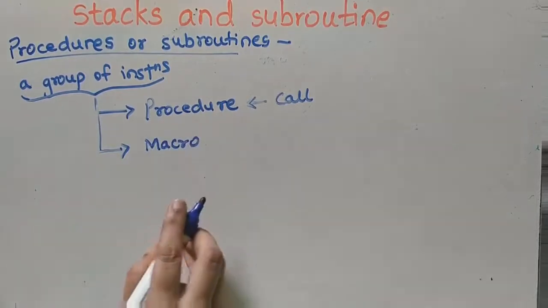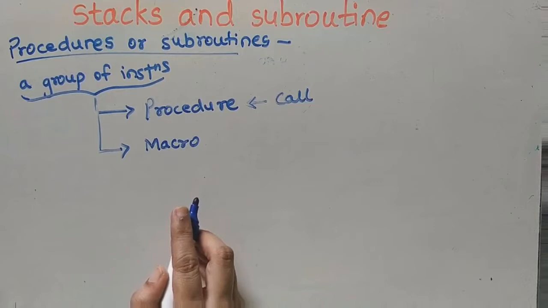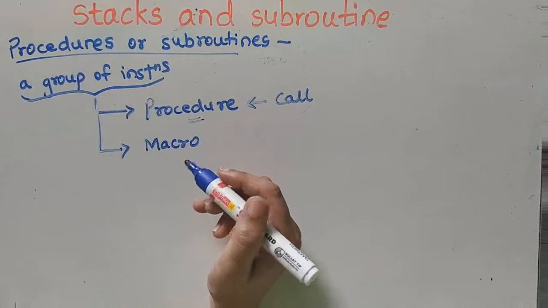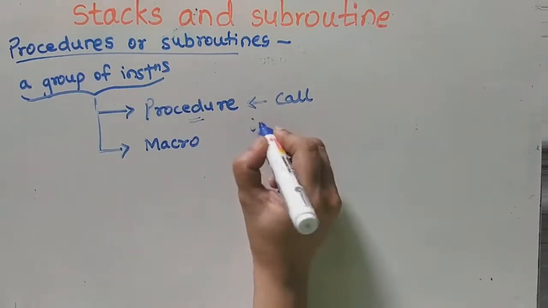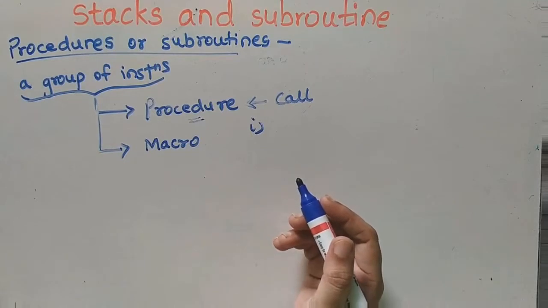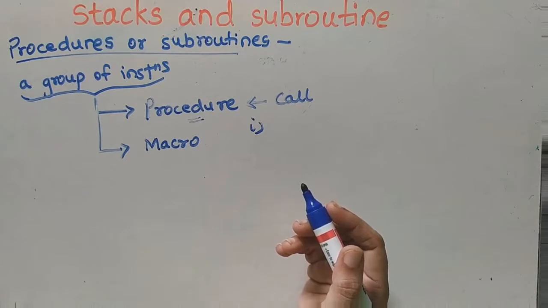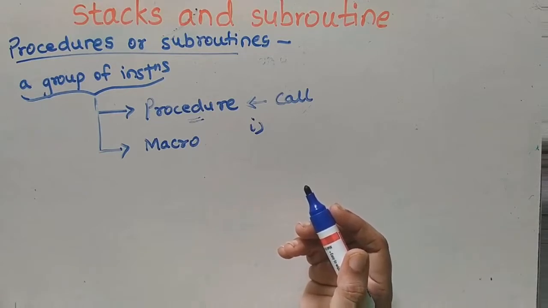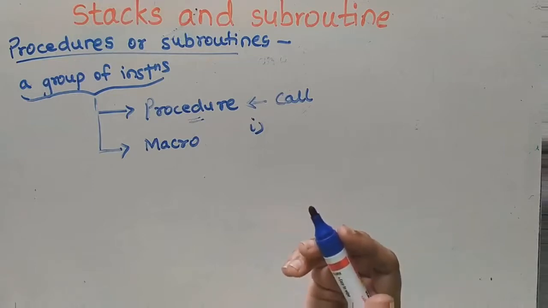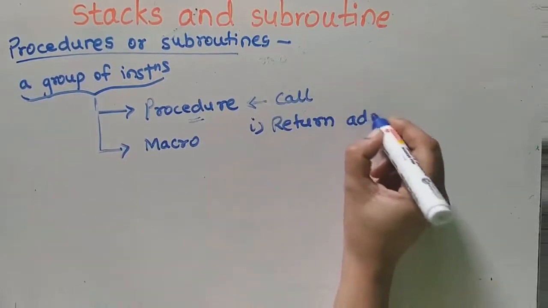Now the basic requirements which must be satisfied while calling this procedure, there are three basic requirements. First requirement, that a procedure call must save the address of the next instruction so that the return will be able to branch back to the proper place in the calling program. Means the return address must be stored.